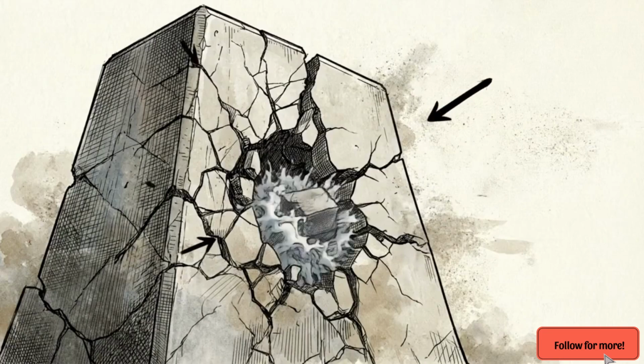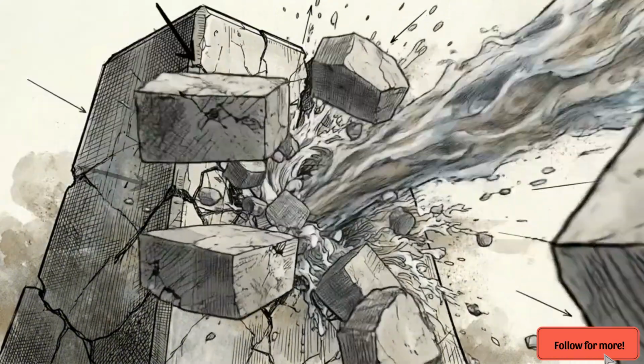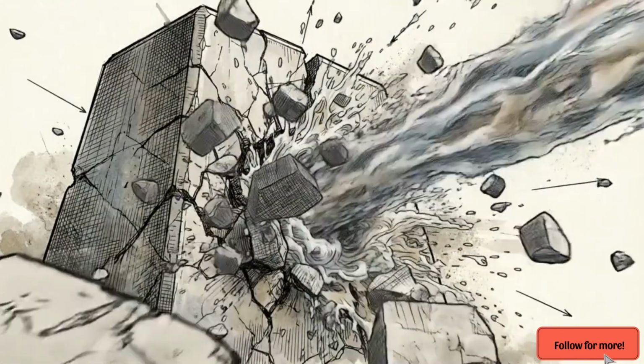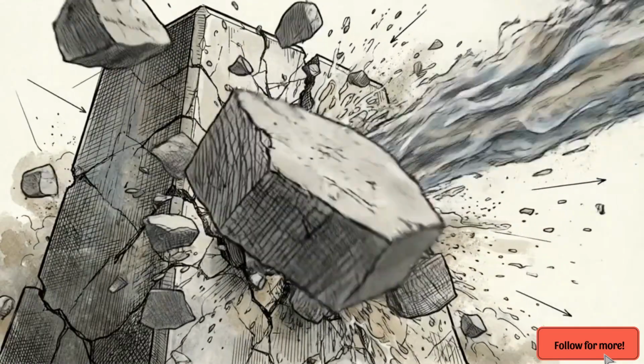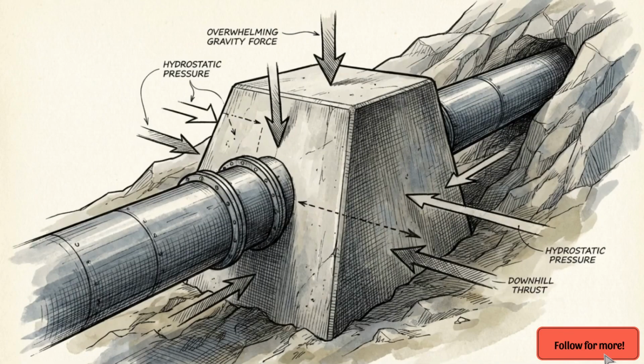If a single anchor block structurally fails, the penstock ruptures. The result is a multi-million-dollar structural collapse, severe environmental destruction, and immediate project termination. Success on a mountain slope relies entirely on securing these concrete anchors against overwhelming physical force.